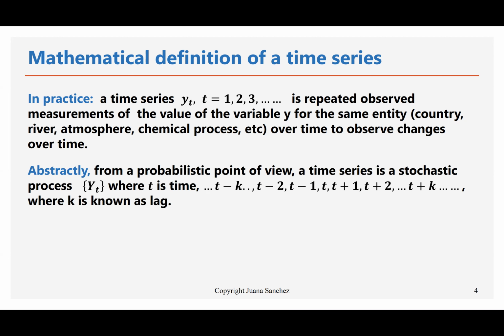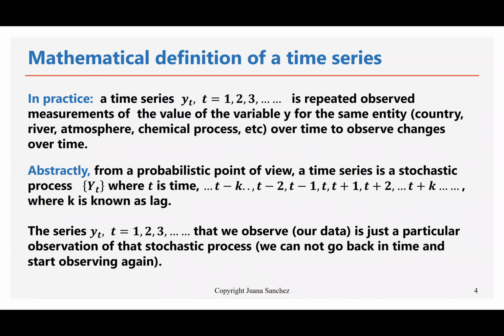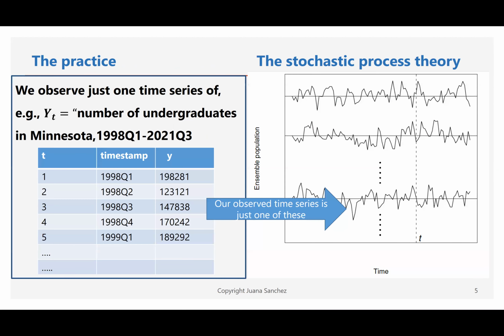That's the goal. Abstractly, from a probabilistic point of view, a time series is a stochastic process where t is time and k is known as the lag. So we observe the time series at time t, t minus 1, t minus 2, t minus k. k means lag. The observed time series that we usually have in our hands is just a particular observation of the stochastic process. We only have one time series. So let's see what that means.